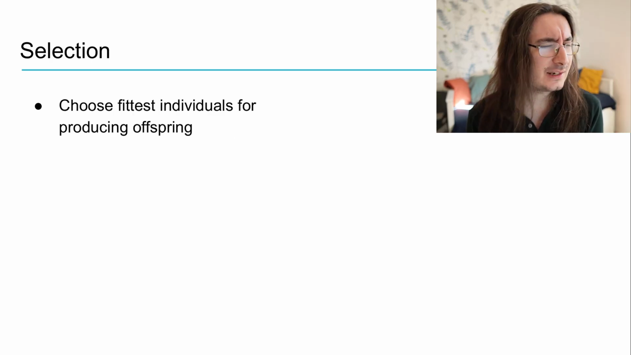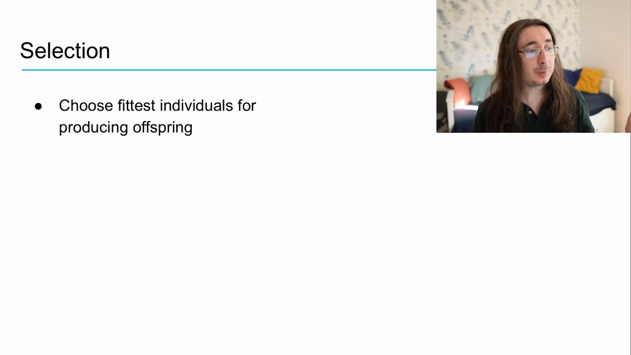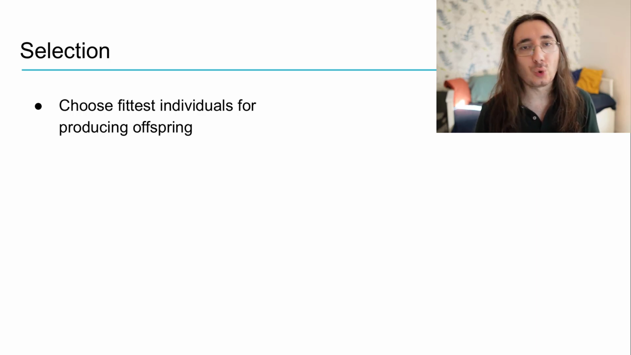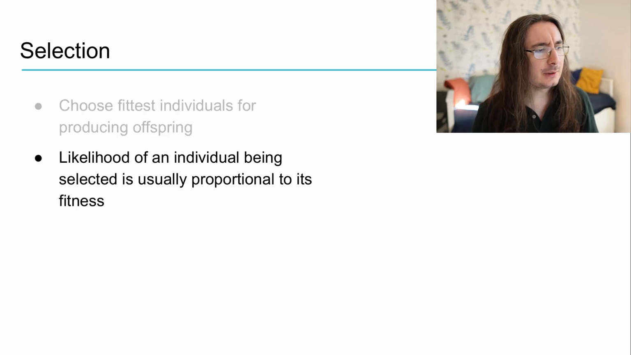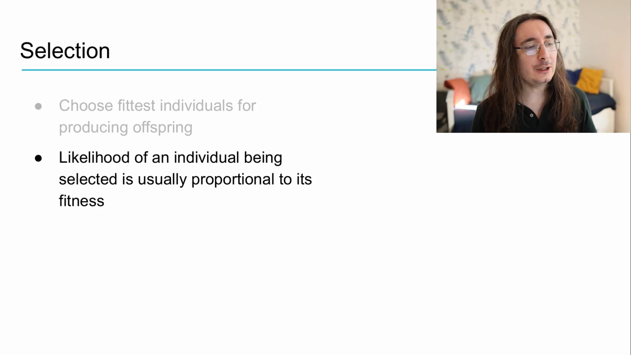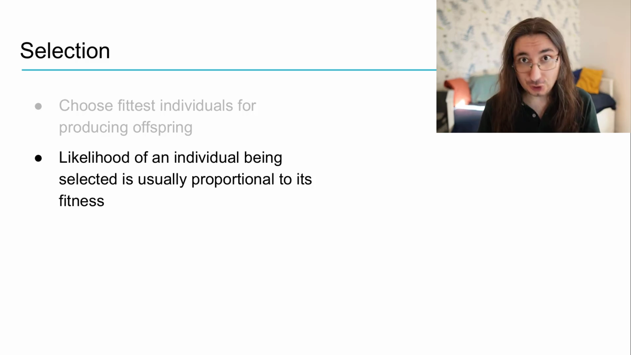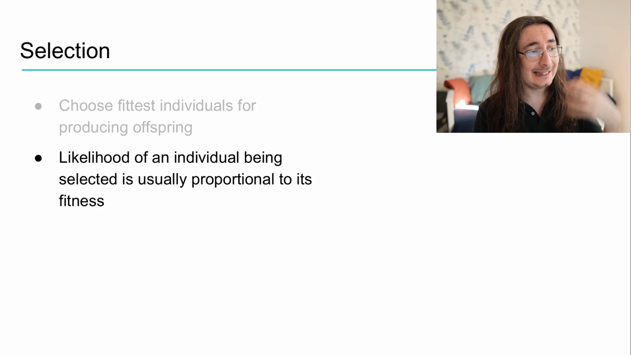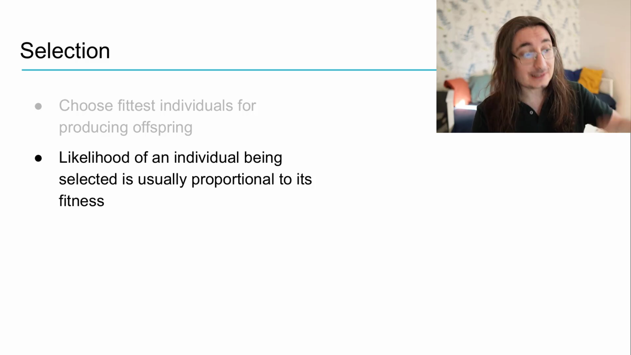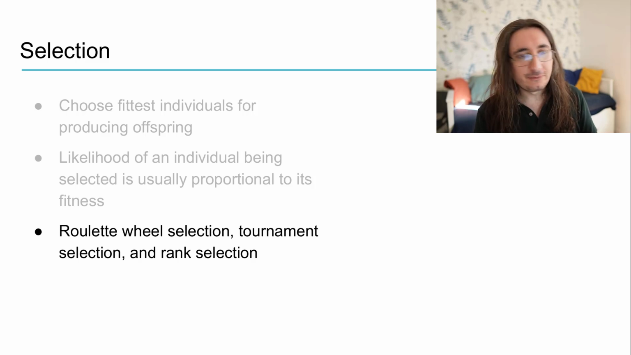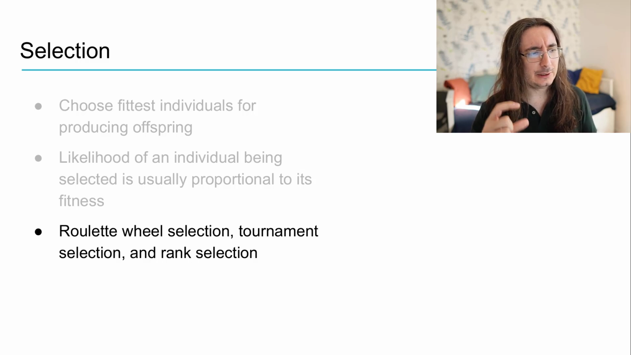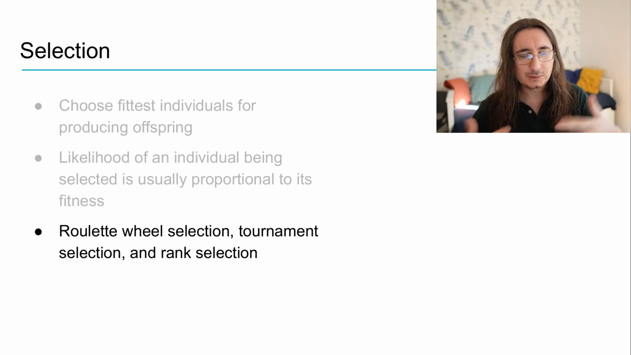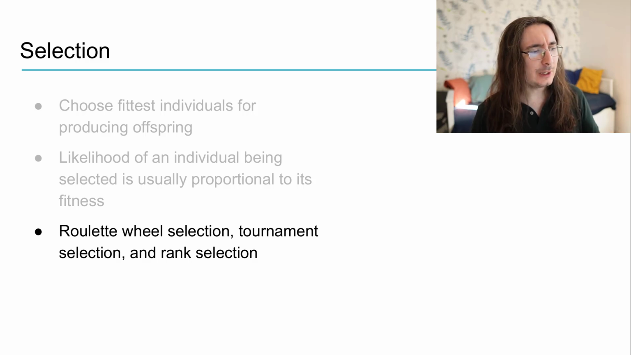Selection first. Okay, this is quite straightforward. What it does, it's simply choosing the fittest individuals for producing offspring, for producing the next generation. How does this work? Well, usually the likelihood of an individual being selected is proportional to its fitness. There are different strategies we can use to select parents for creating the next generation. These are some of them. Roulette wheel selection, that basically follows this idea that the likelihood of an individual being selected is proportional to how fit it is. Then we have tournament selection.